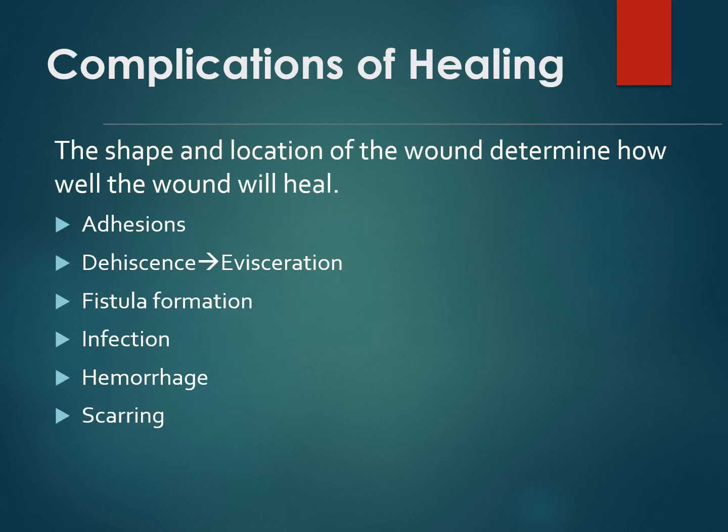So make sure to spend time looking at the complications of healing. Really, the shape and the location of the wound determines how well that wound will heal. So look at some of the complications, including adhesions, evisceration, dehiscence, fistula formation, infection, hemorrhage, and scarring. Look at those, know what those look like.